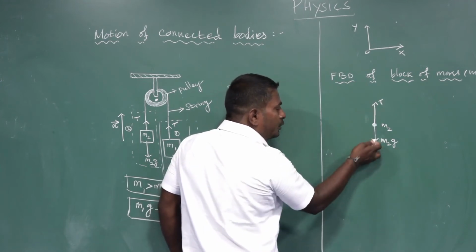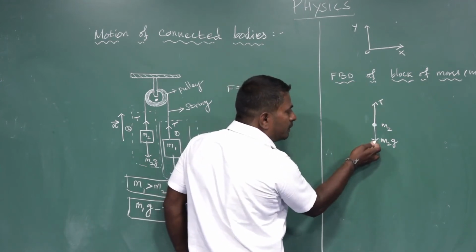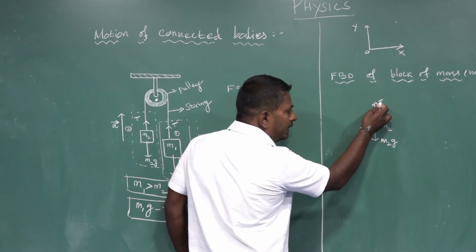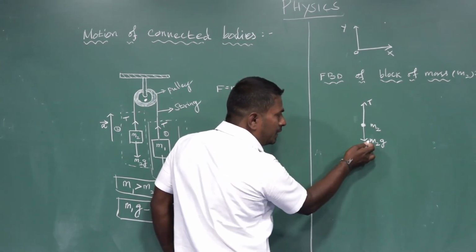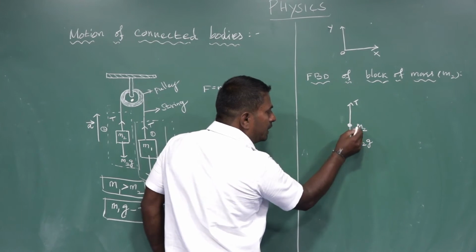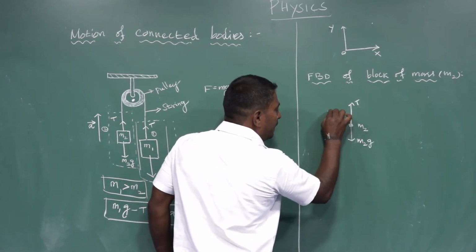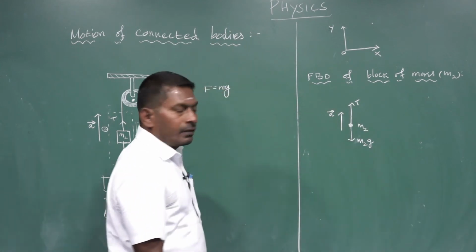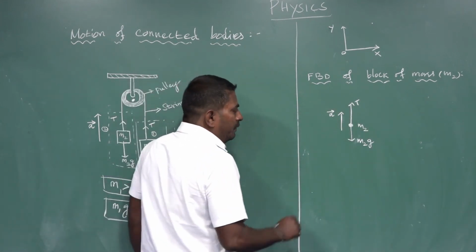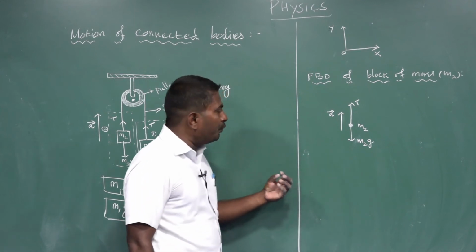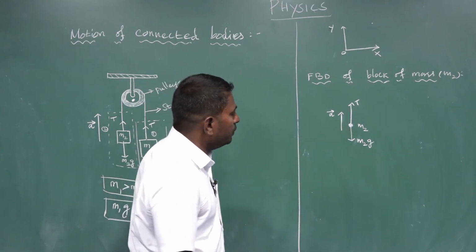Then out of these two forces, the unbalanced forces, tension force is greater and gravitational force is lesser, then the block of mass M2 is set into acceleration in the vertically upward direction. Now, we apply Newton's second law of motion for the block of mass M2.